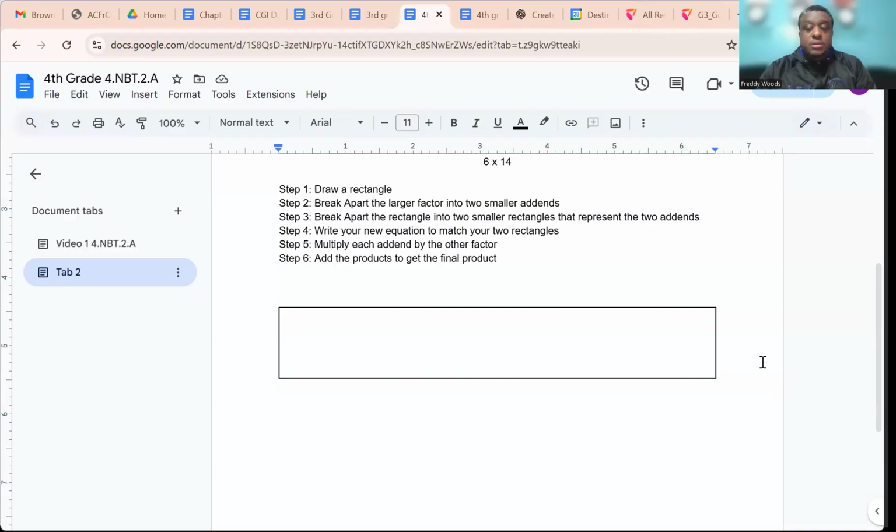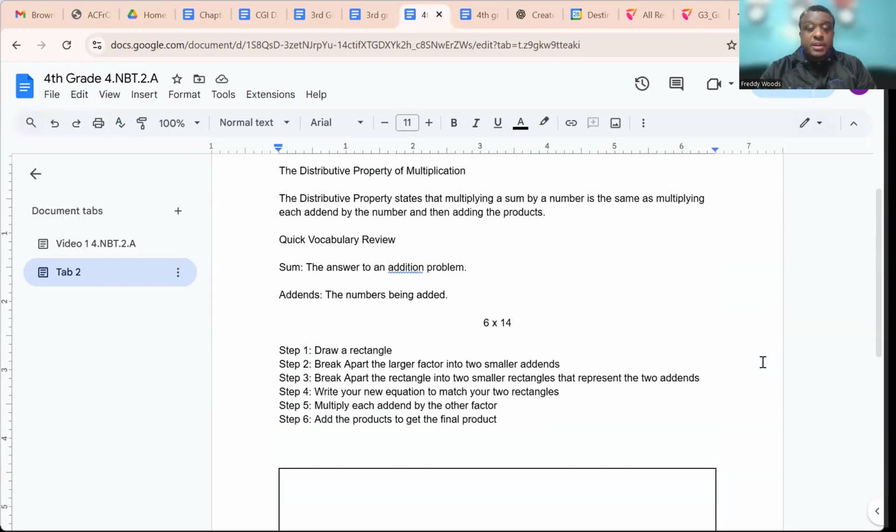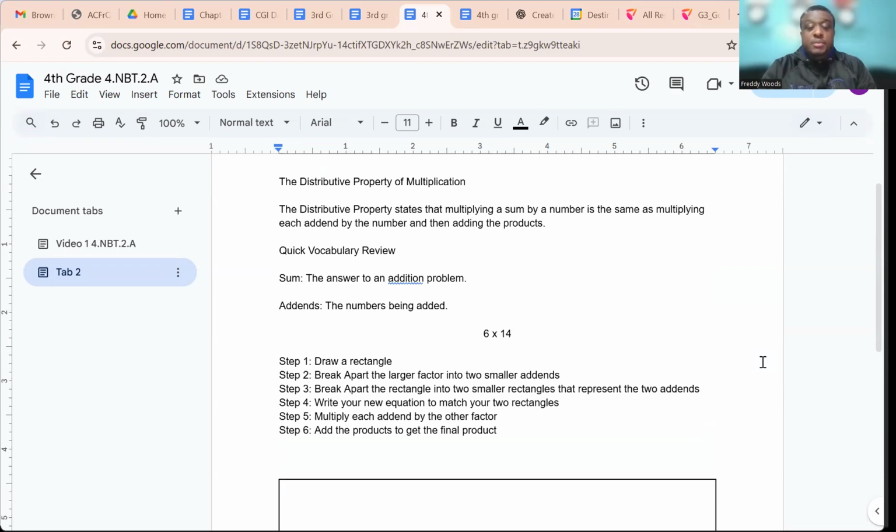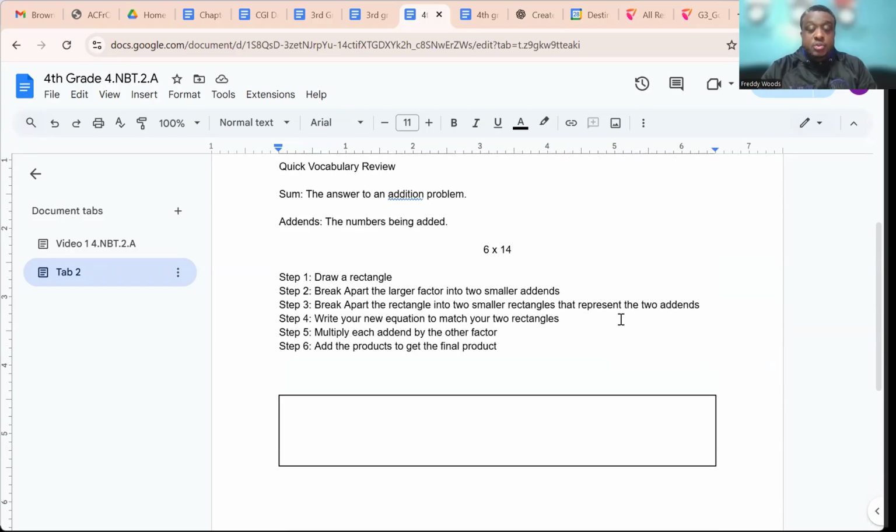When we are talking about the distributive property, the distributive property states that multiplying a sum by a number is the same as multiplying each addend by the number and then adding the products. That's going to make more sense as I go over the steps. So some quick vocabulary: a sum. The sum is the answer to an addition problem, and addends are the numbers that add in an addition problem.